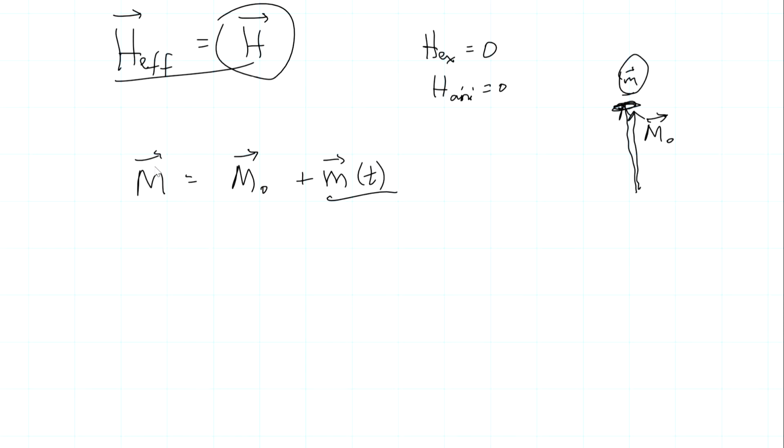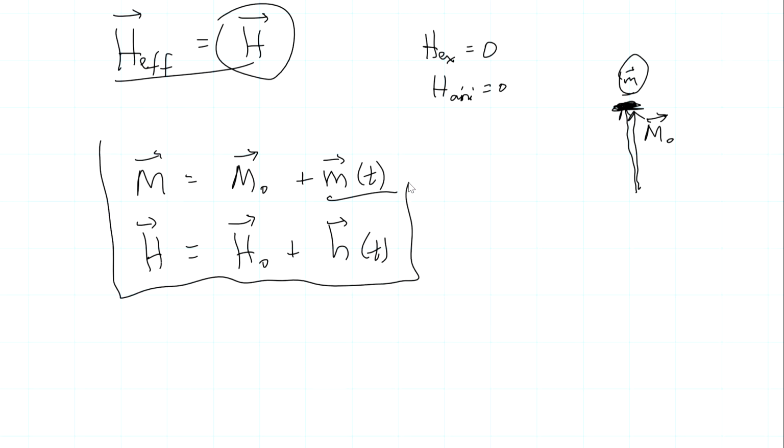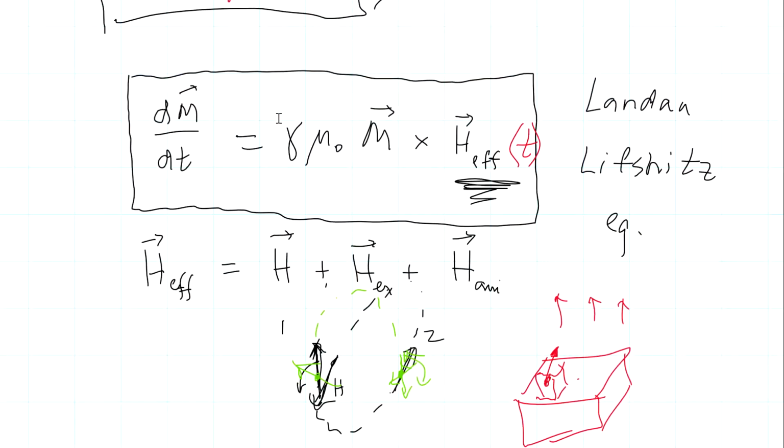Now, of course, if you want the magnetic moment to move, we have to apply a magnetic field. So the magnetic field would have the following form. It would have a big constant magnetic field, but it would also have a small h, and that small h is a small magnetic field that would cause these small magnetization oscillations. So we take these two and we solve the Landau-Lifshitz equation.